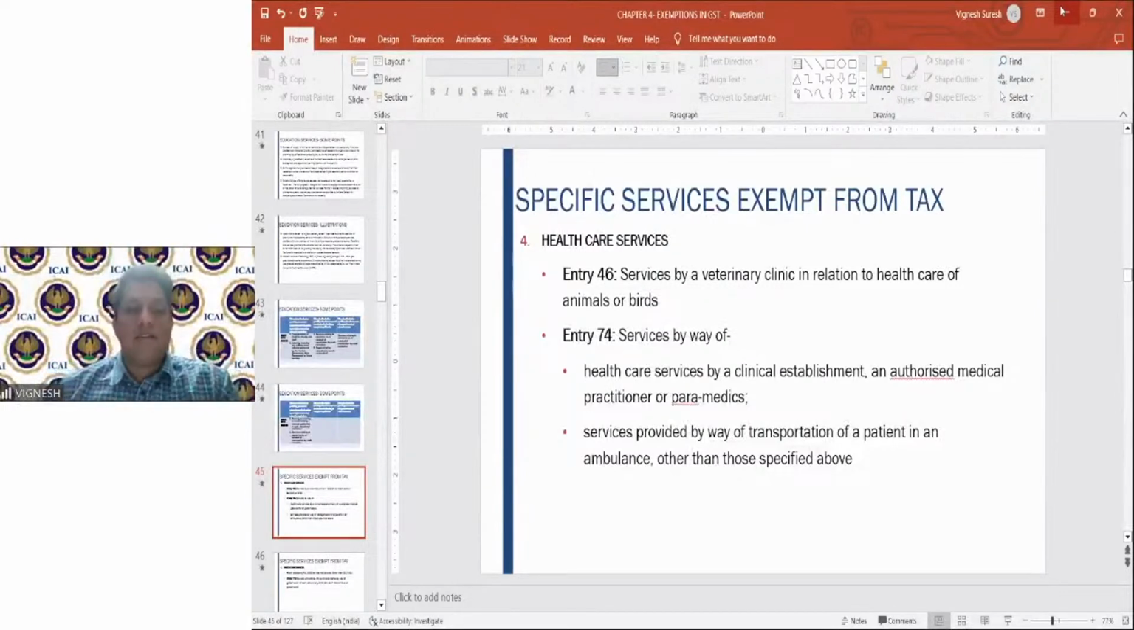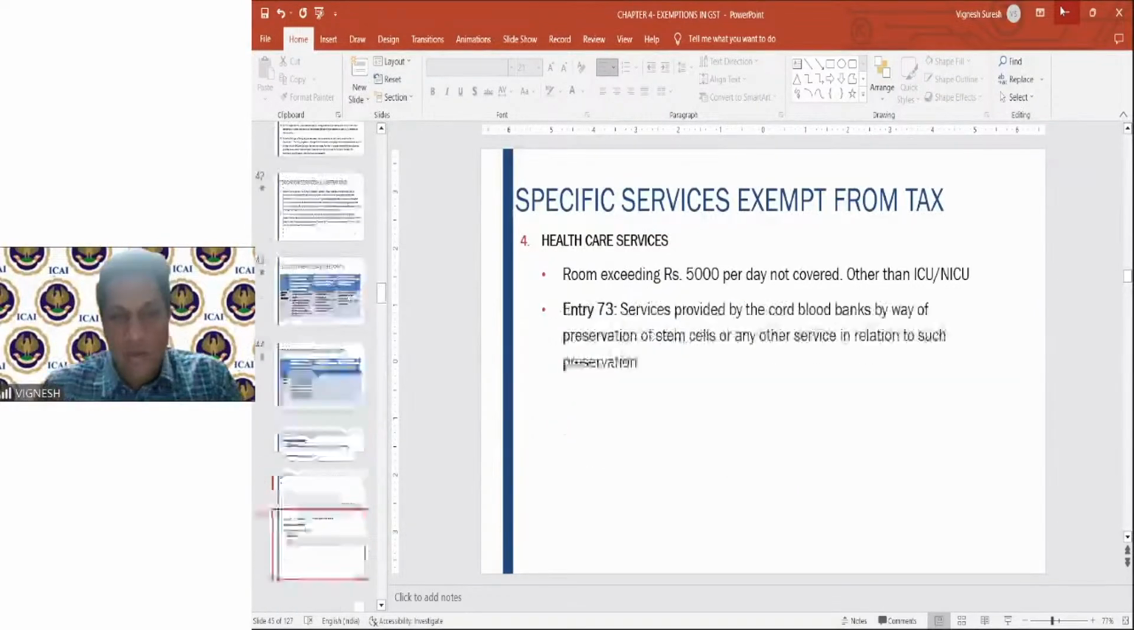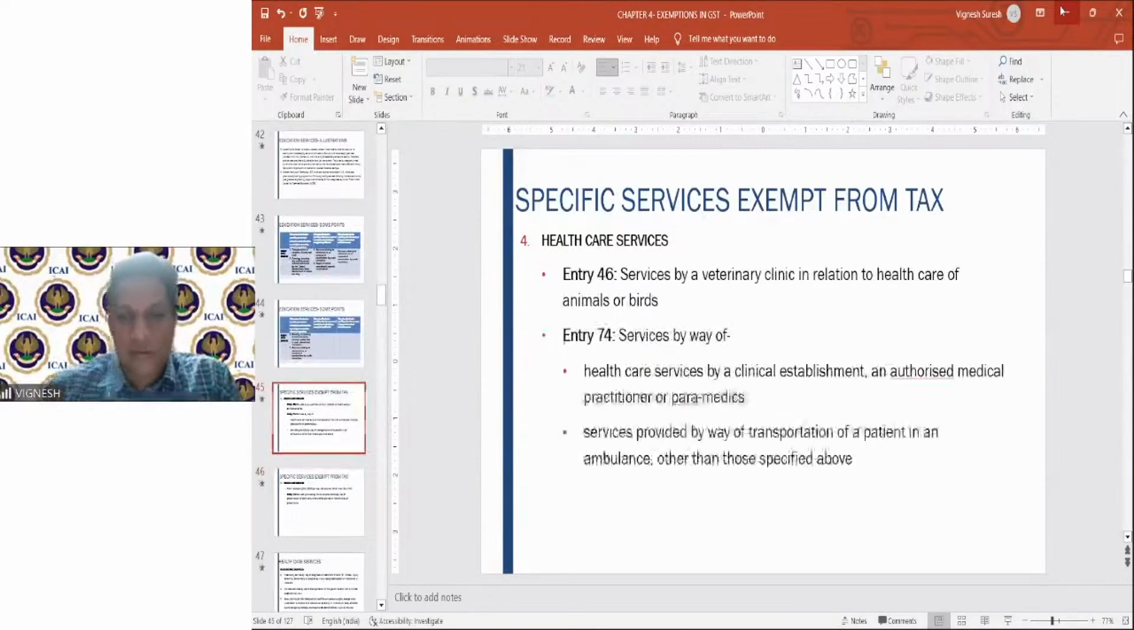Then entry 74, the services by way of healthcare services by a clinical establishment or authorized medical practitioner or paramedics. Services provided by way of transportation of patient in an ambulance. This is entry number 74. This is important. Here there is an exception which is given.